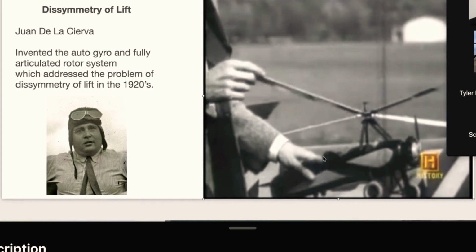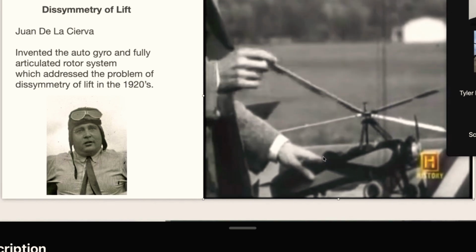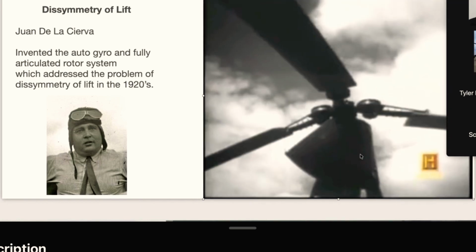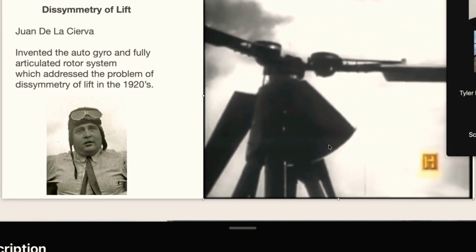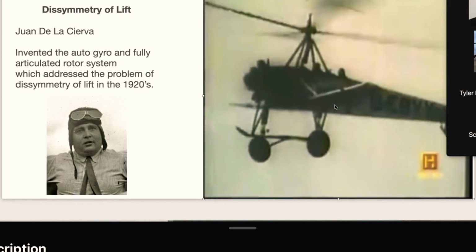He recognized there was this dissymmetry of lift, so he attached hinges to the blades, which allow them to move up and down, and forward and aft. And this allows the rotor blades to find their way through the air.